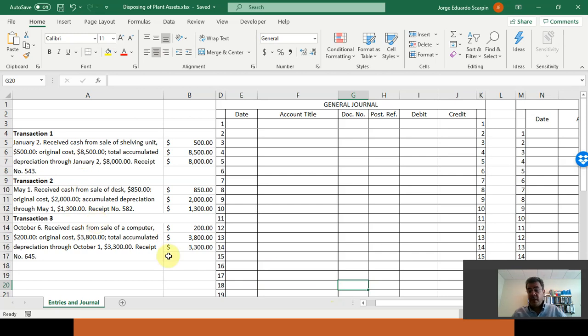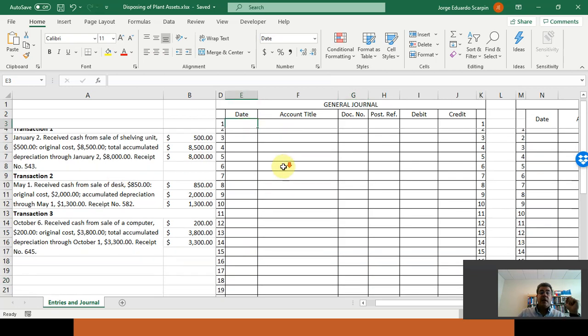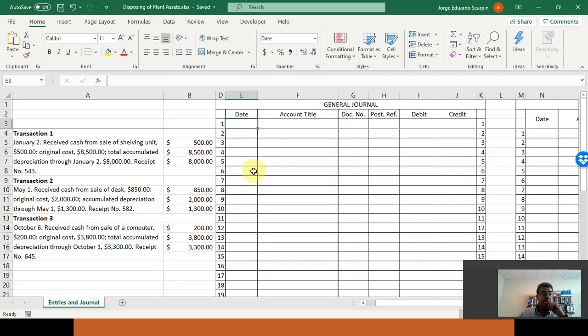So, how do we do that? First of all, if we are disposing of the asset, we need to close the asset account. And remember, asset is a normal debit account. So we need to close it. We need to do a credit. So let's do the first one.